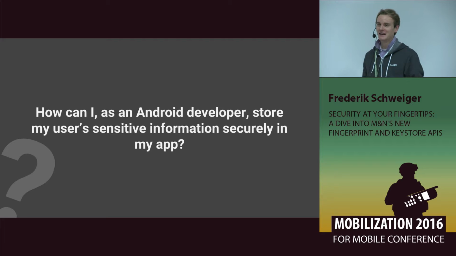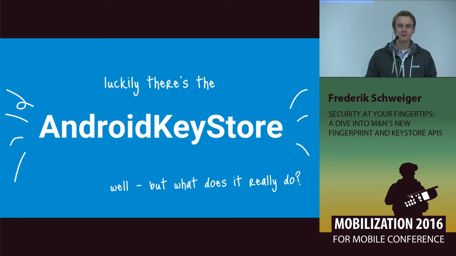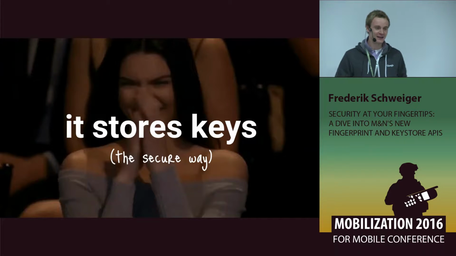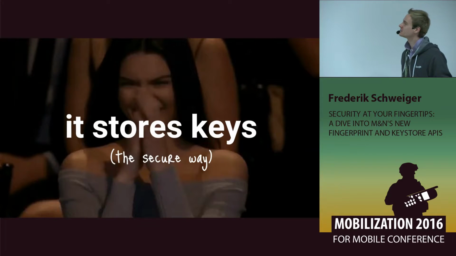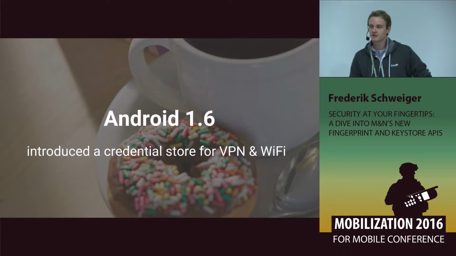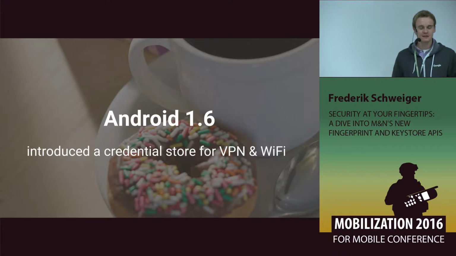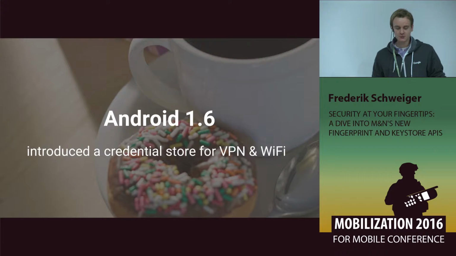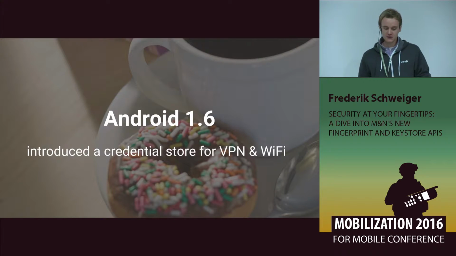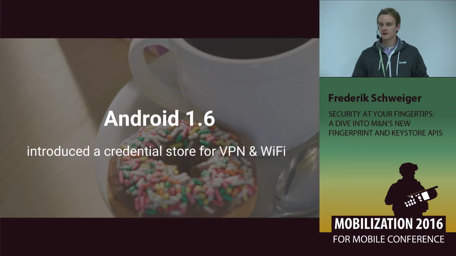So, luckily for you, there's the Android Keystore. But, well, what does it really do? Simple answer, it stores keys. But let's start at the beginning. In Android 1.6, there was a credential store for VPN and Wi-Fi data, and it was accessible only by the settings menu. And it was able to store the public key infrastructure in companies and so on. Unfortunately, it wasn't accessible by app developers or by a third-party app.